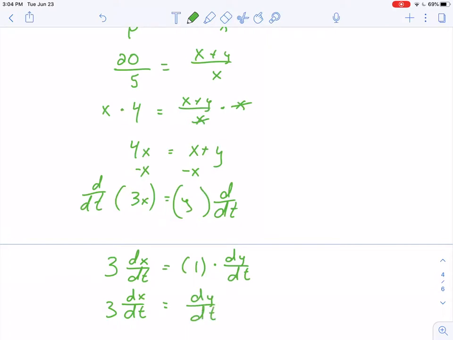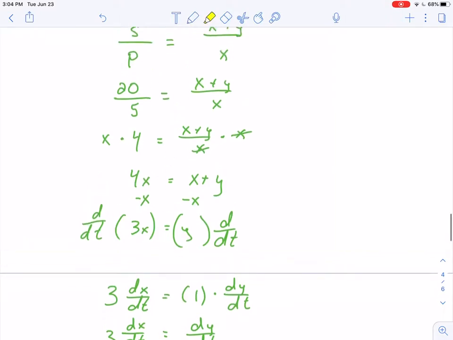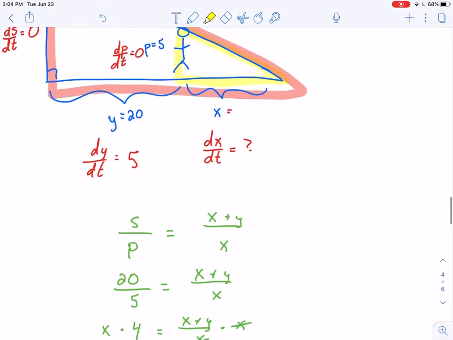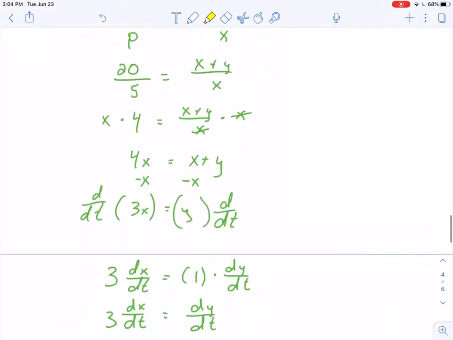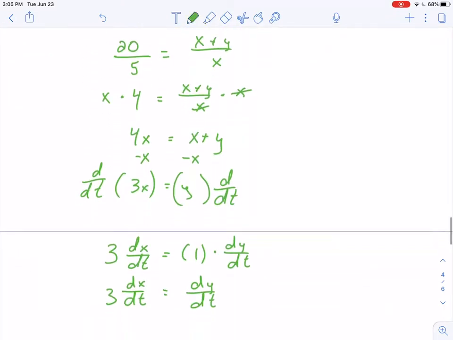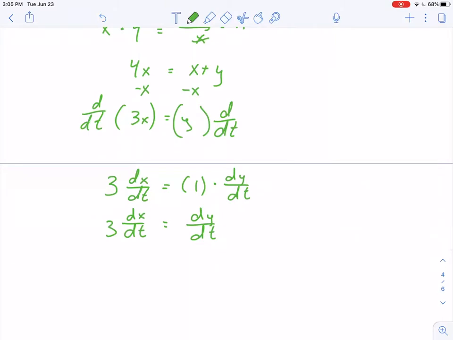So this is a pretty nice simple equation, but let's go back to our problem. Let's go back to our drawing and remember, what are we even looking for here? Remember, we're looking for the thing we want to find. What is dx/dt? That's what we want to know. And we know that dy/dt is a positive 5. So if I take positive 5 and plug that in for dy/dt, I have 3 dx/dt is equal to a positive 5.